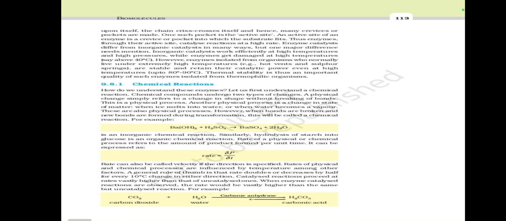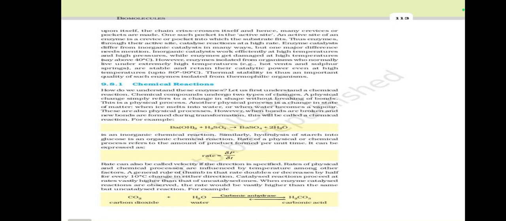Chemical reactions. How do we understand these enzymes? Let us first understand a chemical reaction. Chemical compounds undergo two types of changes: physical changes and chemical changes. A physical change simply refers to a change in shape without breaking of bonds. Another physical process is a change in state of matter, when ice melts into water or when water becomes a vapor. These are also physical processes.